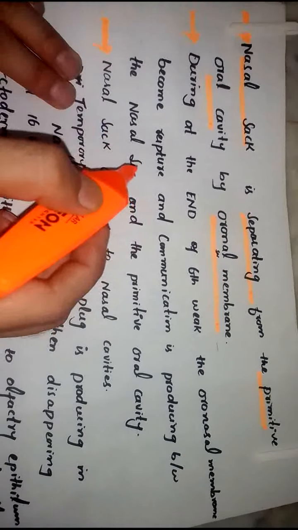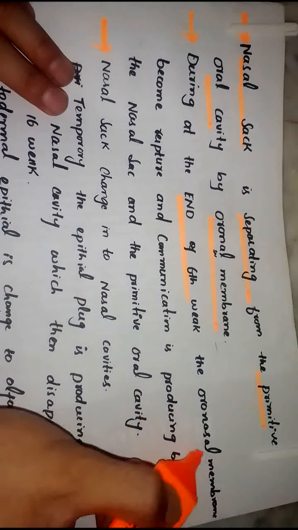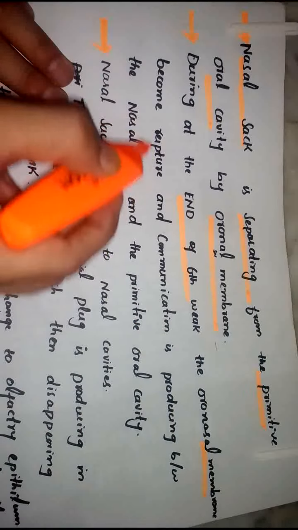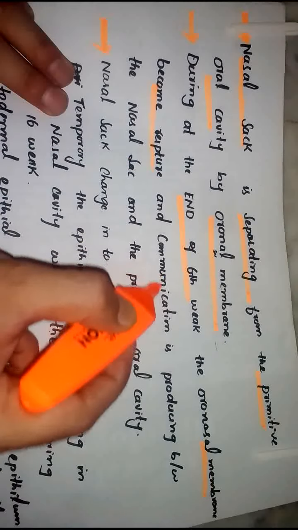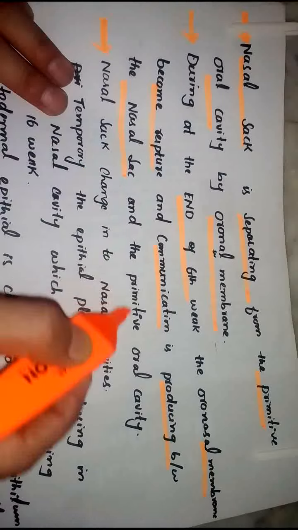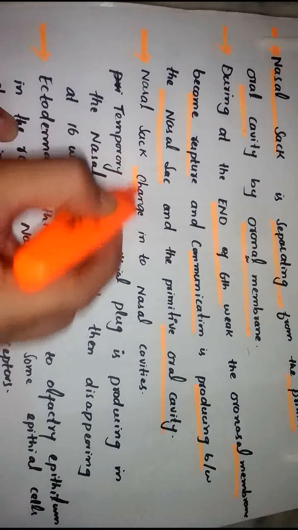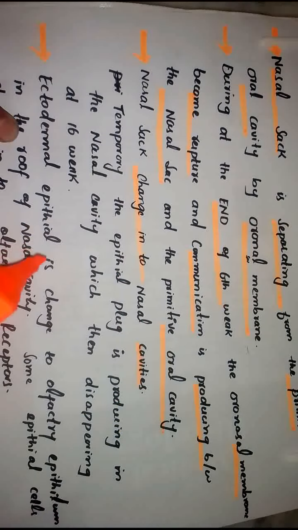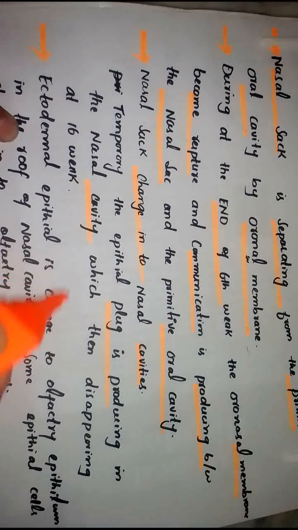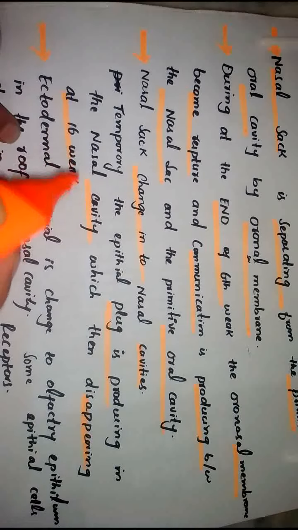Okay, at the end of the sixth week, the oronasal membrane becomes ruptured, and communication is produced between the nasal sac and the primitive oral cavity. Nasal sacs change into nasal cavities. Temporarily an epithelial plug is produced in the nasal cavity, which disappears at 16 weeks.